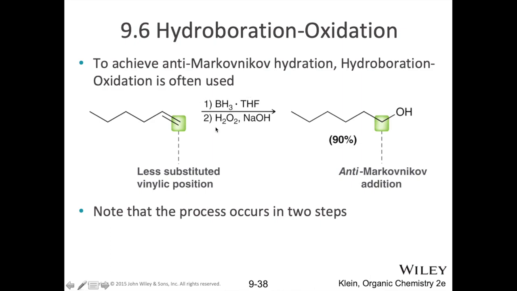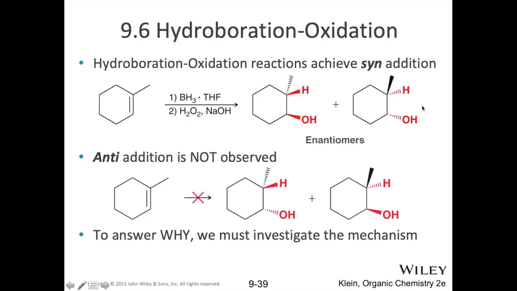Okay. In the second step, we add hydrogen peroxide and sodium hydroxide, and in this two-step process, we wind up essentially doing a hydration. We add water across this double bond, but notice that the alcohol group is added to our less substituted carbon. Okay, and therefore we've got our anti-Markovnikov product. So now the other thing to watch out for here is that we get a syn addition.